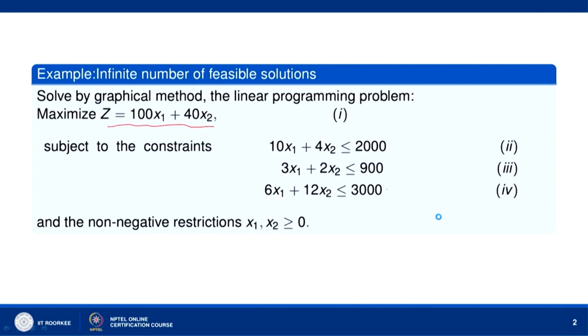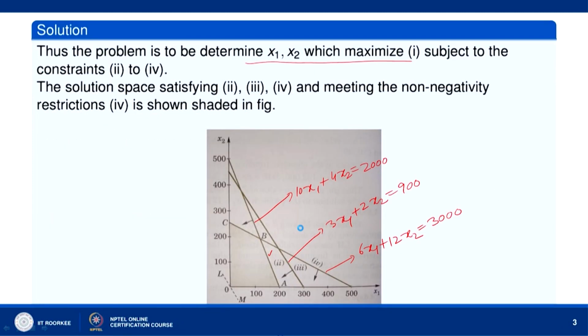So, we have these constraints: 10 x 1 plus 4 x 2 less than or equal to 2000, 3 x 1 plus 2 x 2 less than or equal to 900, 6 x 1 plus 12 x 2 less than or equal to 3000. Also, the non-negative restrictions x 1, x 2 greater than or equal to 0. Now, let us see which is the feasible region here. You can see this region. This region is the feasible region.